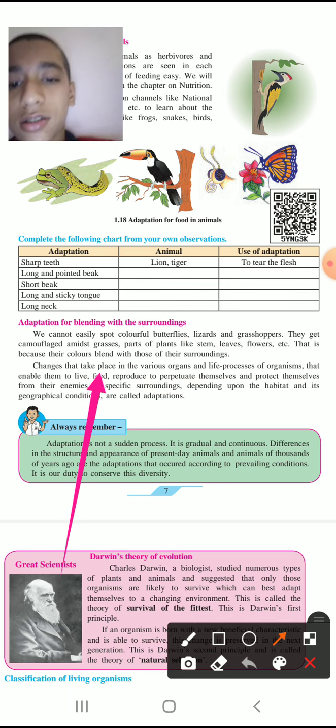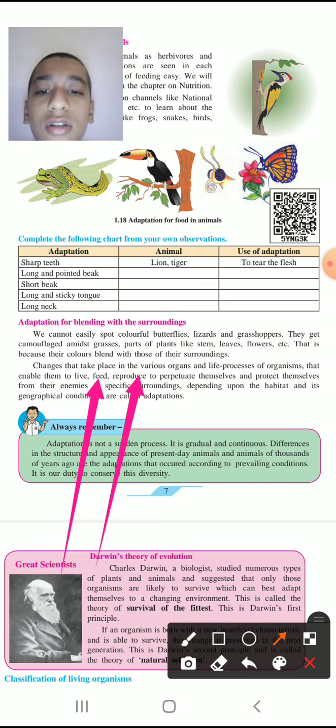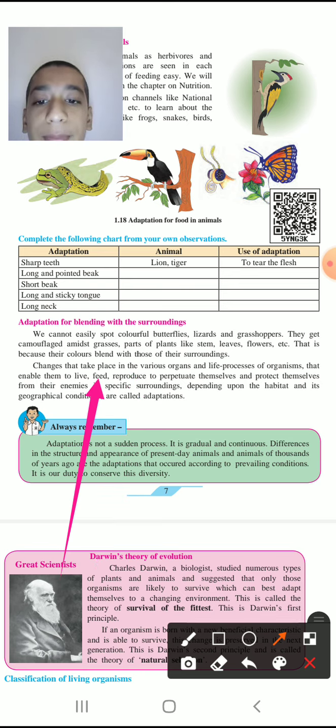Changes that take place in the various organs and life processes of organisms that enable them to live, feed, reproduce, perpetuate themselves and protect themselves from their enemies, specific to their surroundings depending upon the habitat and its geographical conditions, are called adaptations.